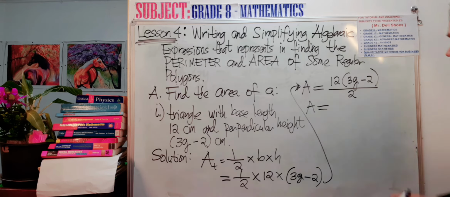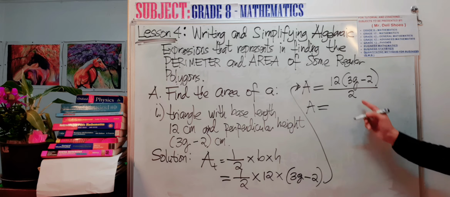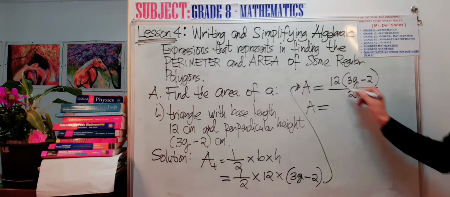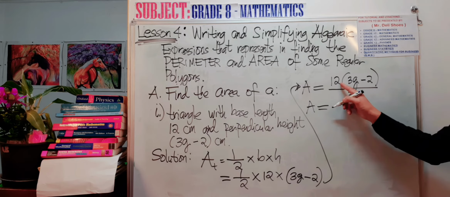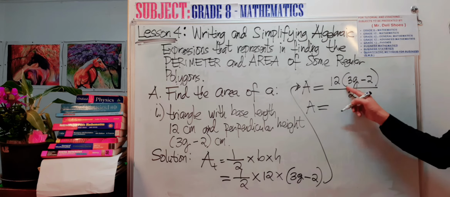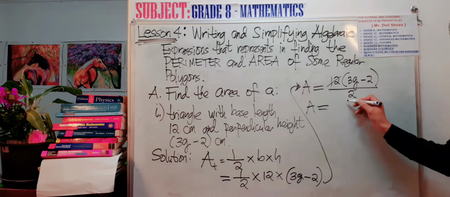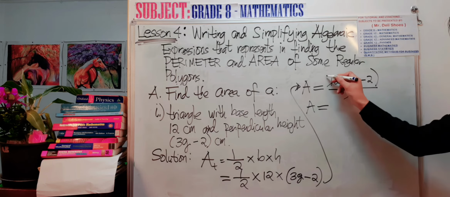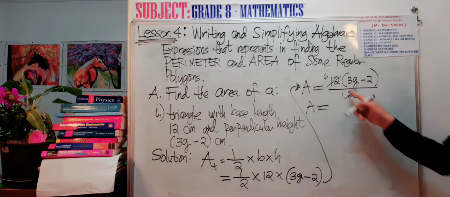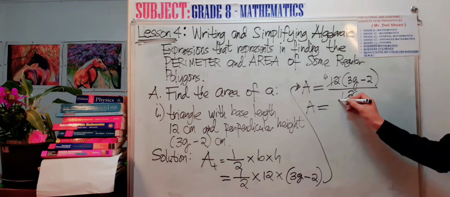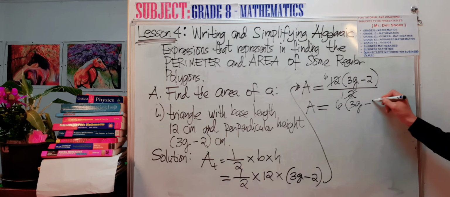So area is equal to 12. You can actually do a cancellation method here. This is 12 and this is 2. The reason why we can do cancellation method is because the operation between 12 and this one over here is multiplication. So we can cancel 12 and 2. This 12 will become 6. This one becomes 1. 12 divided by 2 is 6. So the expression now is 6 times 3g minus 2.